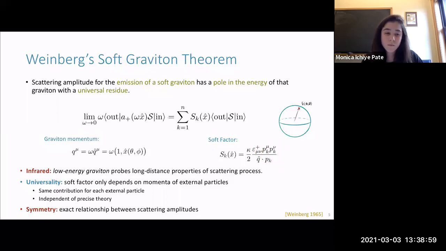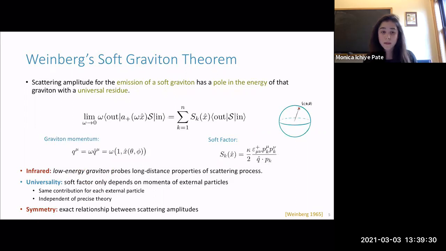So as I said in the motivation, the general idea is to understand the relationship between universality in the infrared and universality due to symmetry. And so that's just to say that Weinberg's soft graviton theorem is usually thought of as a statement of universality in the infrared. The reason for that is simply that it's a statement about scattering amplitudes that involve a low energy graviton that is only probing long distance properties of the scattering process.